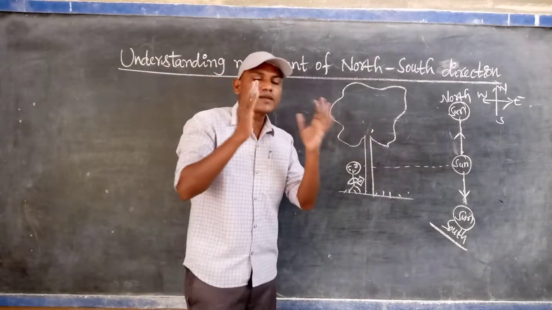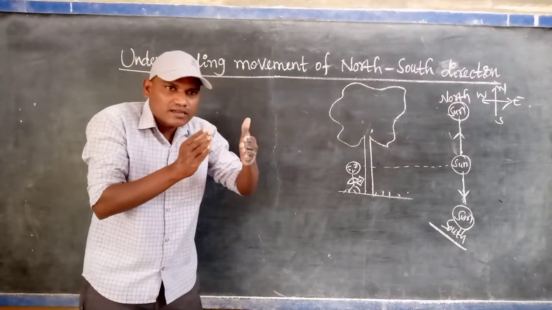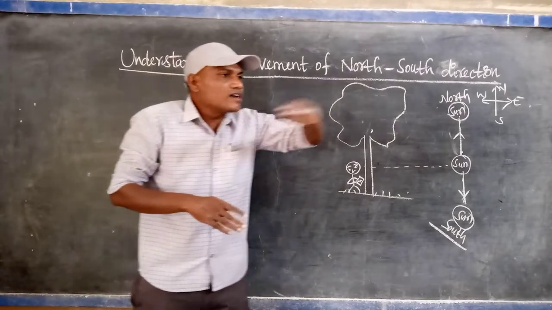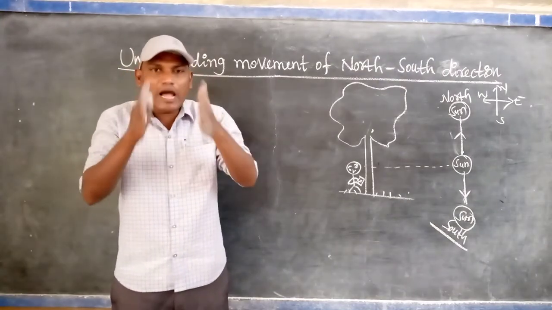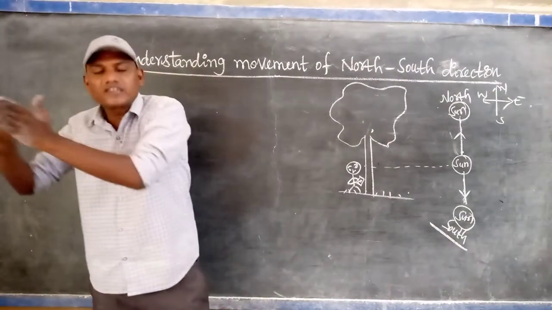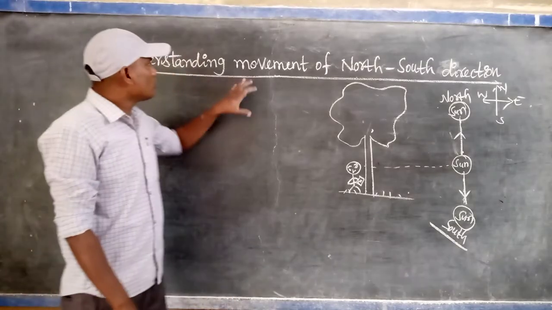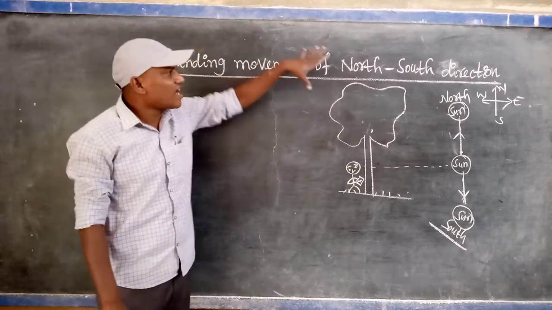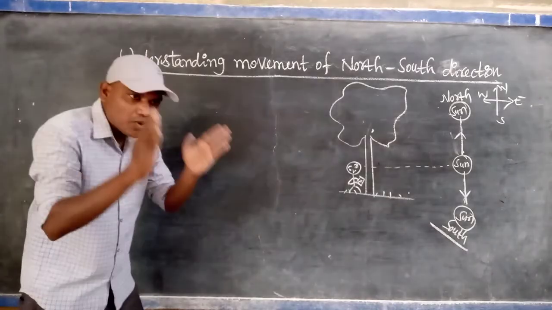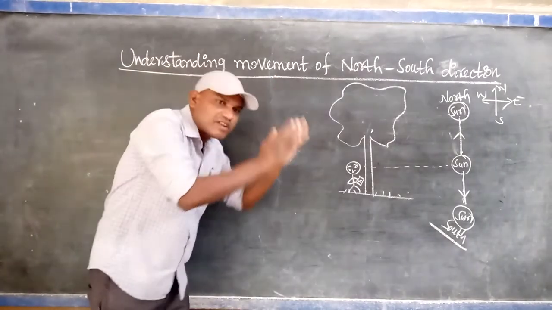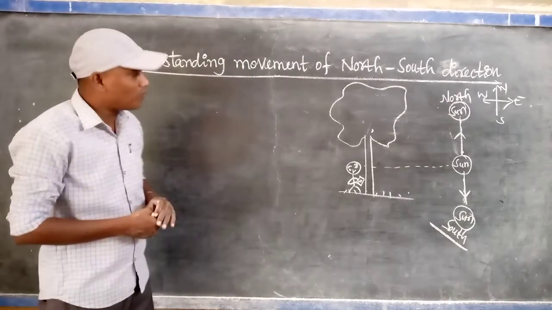At that time you will observe that on some days the sun appears to be traveling towards the north, and on some days of the month the sun appears to be moving towards the south. Listen very carefully. To understand the movement from north to south, what you can do is initially take a reference point, like a tree or an electrical pole.